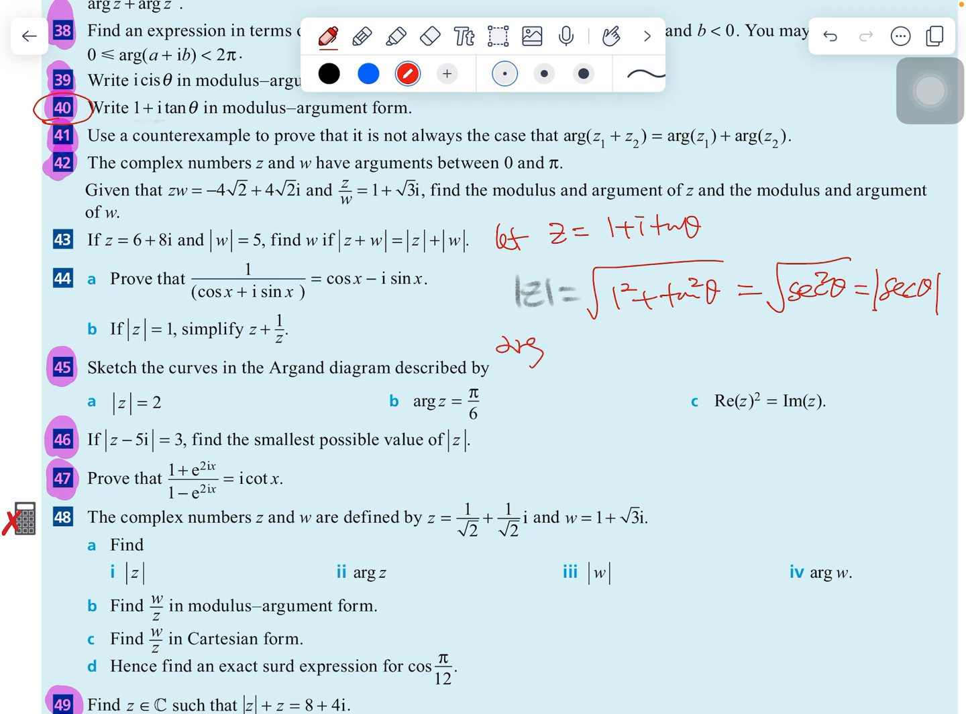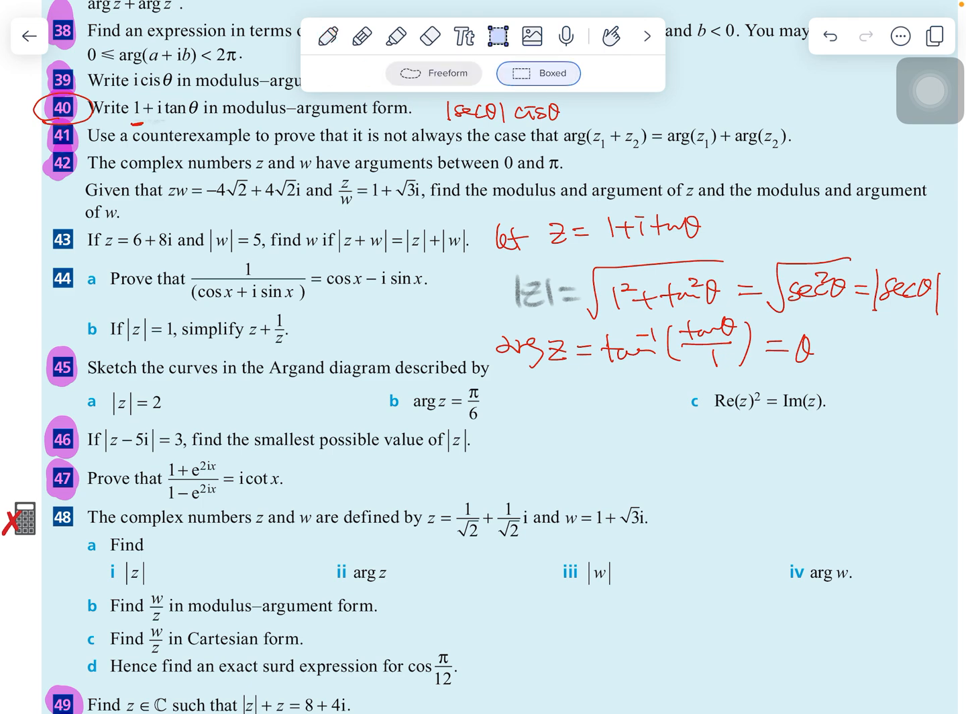And the argument of z. As we saw in the previous question, this one has a positive real value, so we don't need to consider adding pi. So arctan, imaginary part over real part. So this is arctan of tangent theta. So this becomes theta, because those are inverse function relations. So the modulus argument form: the modulus is secant theta in the modulus sign, and cis theta.